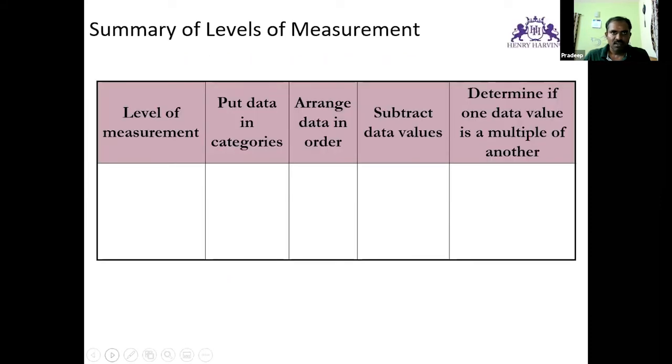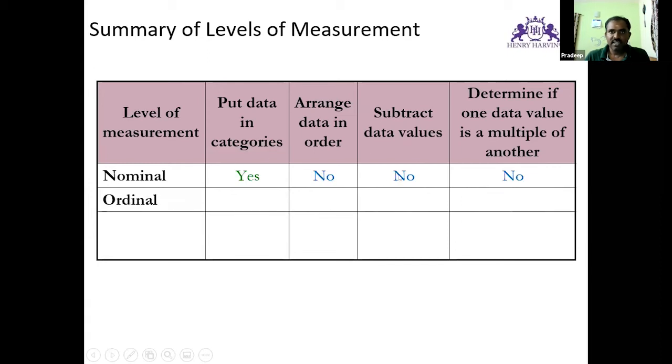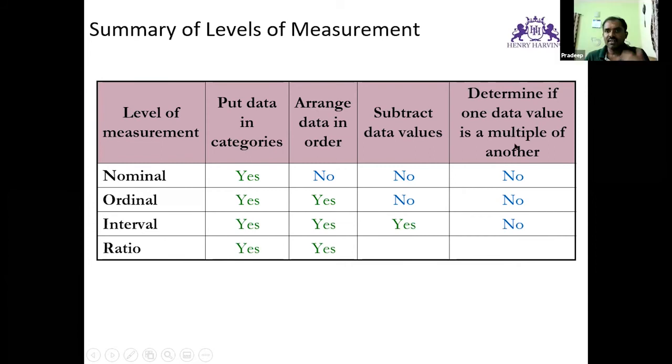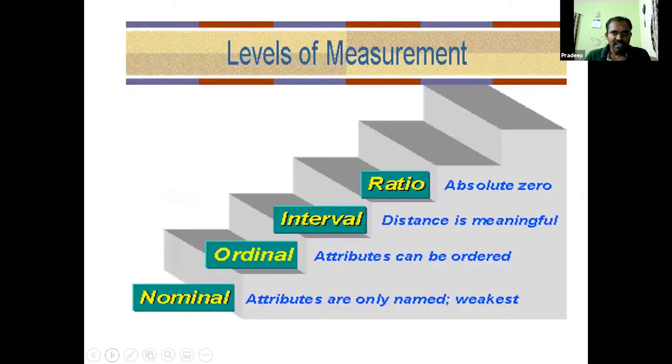So when it comes to the summary, with nominal, you cannot arrange the data in order or subtract the data values. With ordinal, you can put the data in order, but you cannot subtract the data values. With interval, it is possible, but you cannot determine whether one data value is a multiplier of another. So ratio has all these characteristics. So if your data has some kind of ratio measurement, it will be more accurate. So in short, we have seen 4 kinds of measurements. One is nominal, one is ordinal, one is interval, and one is ratio.